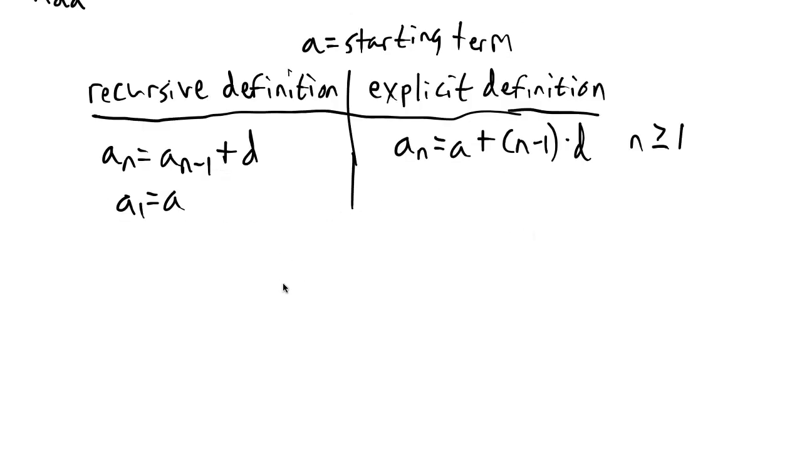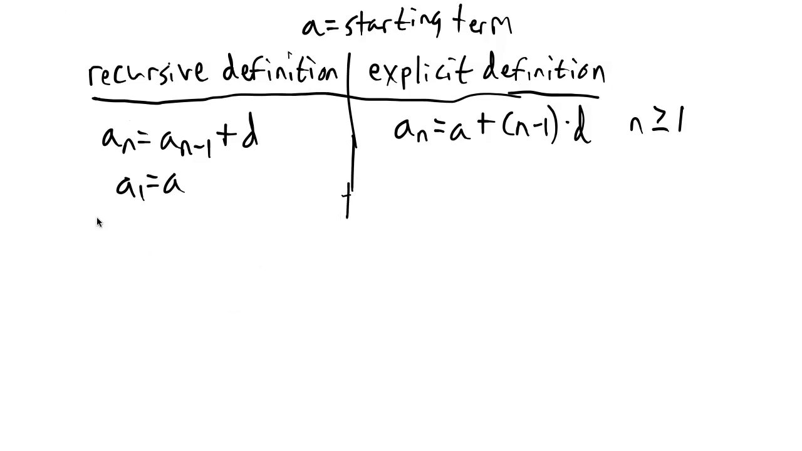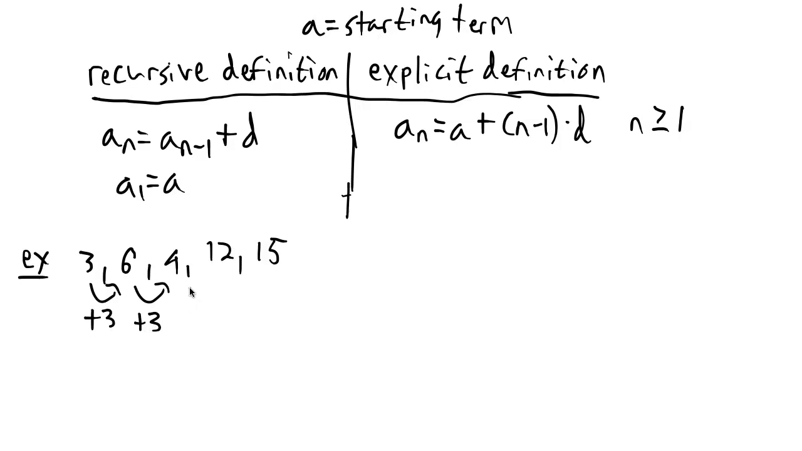All right, let's look at a couple of examples. Let's check whether these are arithmetic sequences. So we'll go 3, 6, 9, 12, 15. Right. What's happening with each of these? Well, each time we go up, we are adding 3. So the recursive definition is pretty simple. Let's write this out in the explicit definition.